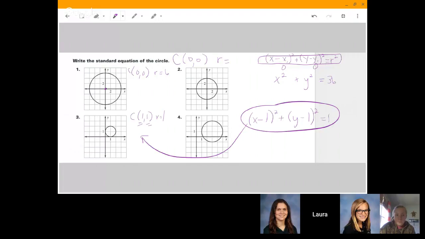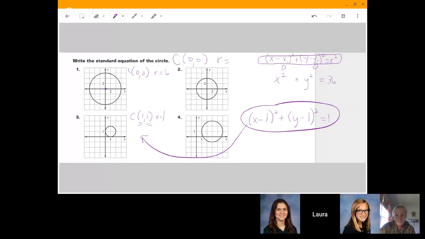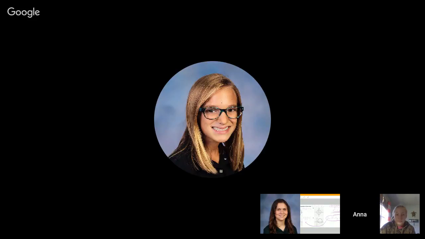Does that make sense? Yes, that makes sense. So when your center's at the origin, the left side always looks like that. But if it's not at the origin, it's going to still have the parentheses in there. Okay. Thank you. You're welcome.